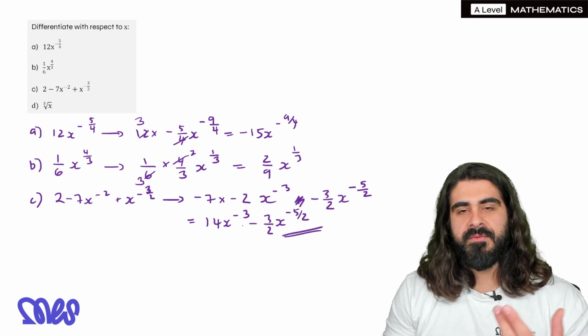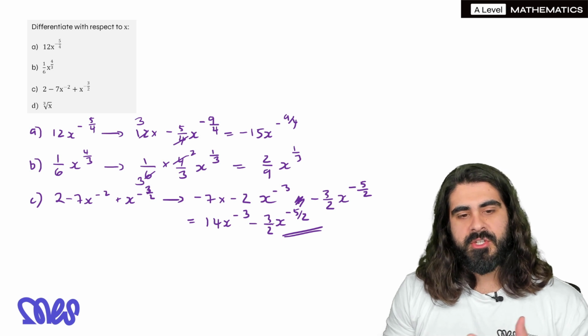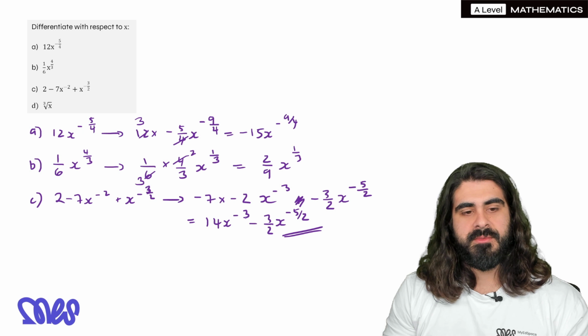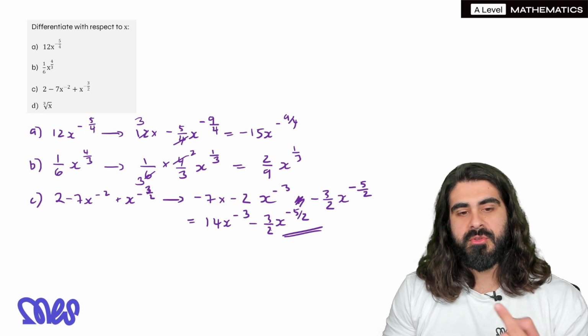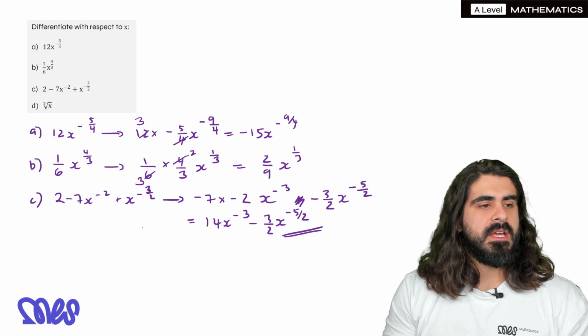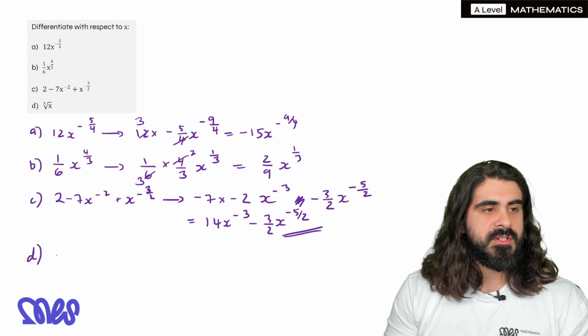You can obviously convert back. When we solve, we don't like negative indices, so you'd write 14 over x cubed, and here you'd write 3 over 2x to the power of 5 over 2. But if it's just a standalone differentiation, you don't need to do that.